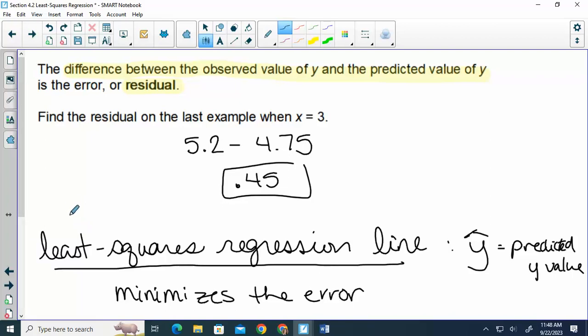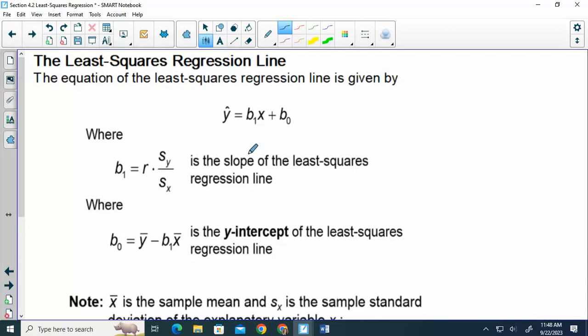If you look on your formula sheet, the next slide, you don't necessarily have to write this big massive thing down. It's on your formula sheet. Under chapter 4, it's the second bullet. The equation of the least squares regression line is y hat, that's our predicted value, equals b sub 1 x plus b sub 0. Okay, that's just mx plus b, front page.